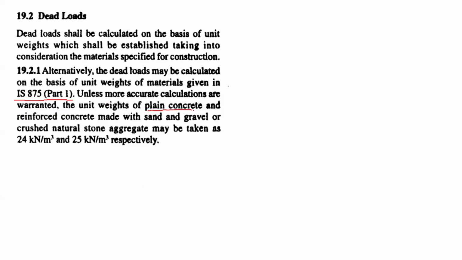So keep in mind, for plain concrete we have 24 kilonewton per meter cube, and for reinforced concrete we have 25 kilonewton per meter cube. So we have a difference between plain concrete and reinforced concrete. Do not say concrete is 25. We use 25 because we relate it with reinforced concrete. But if you have plain concrete, then you have to consider it as 24.